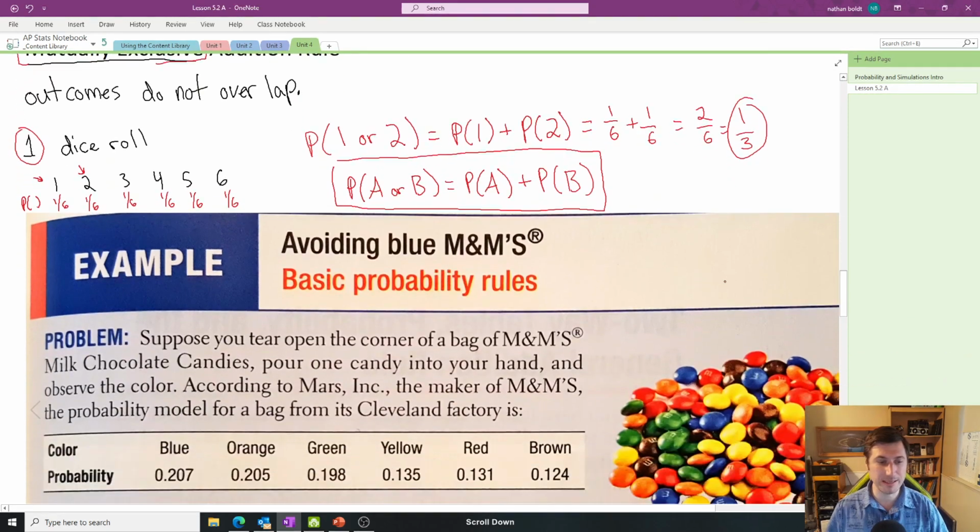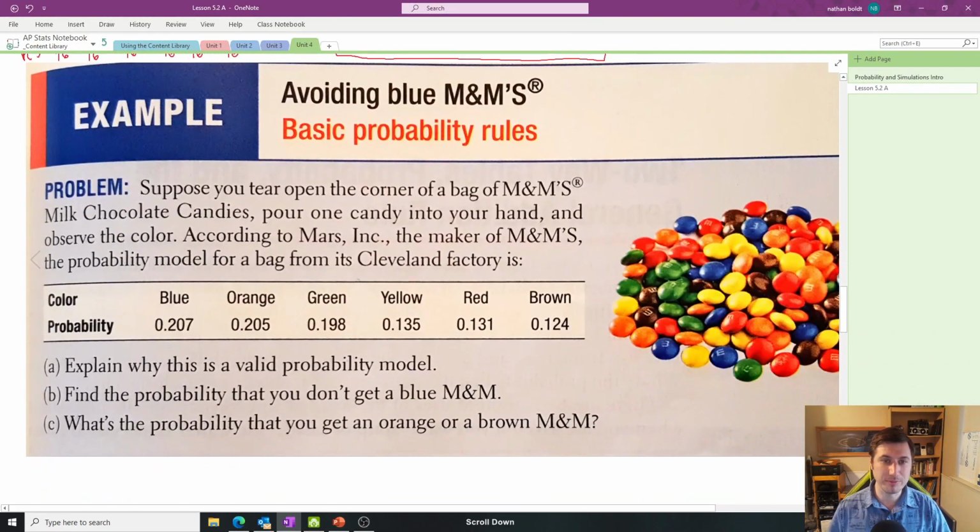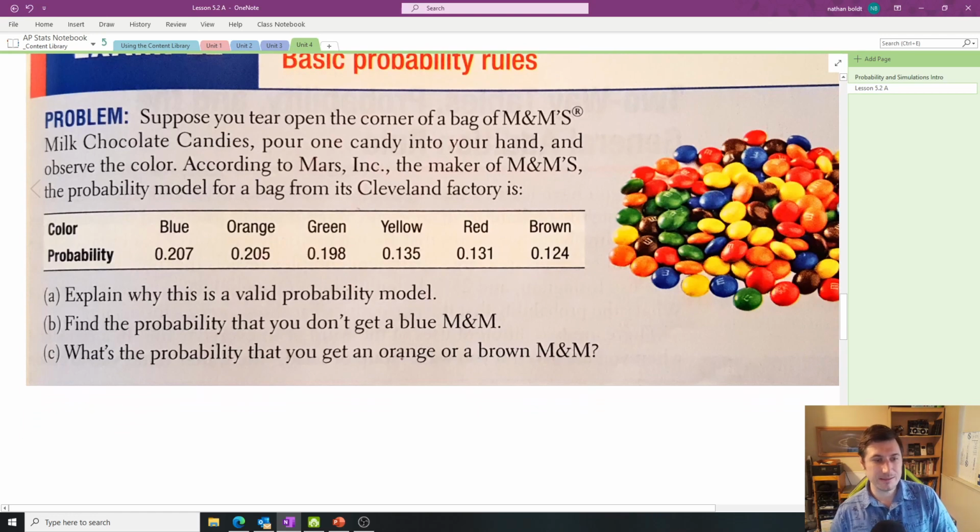All right, quick example of that. Avoiding blue M&Ms. So suppose you tear open the corner of a bag of M&Ms. You probably have a few of those lying around, right? After Halloween, pour one candy into your hand and observe the color. According to Mars Incorporated, the maker of M&Ms, the probability model for a bag from its Cleveland factory is as follows: blue, orange, green, yellow, red, and brown are our color options. Explain why this is a valid probability model.